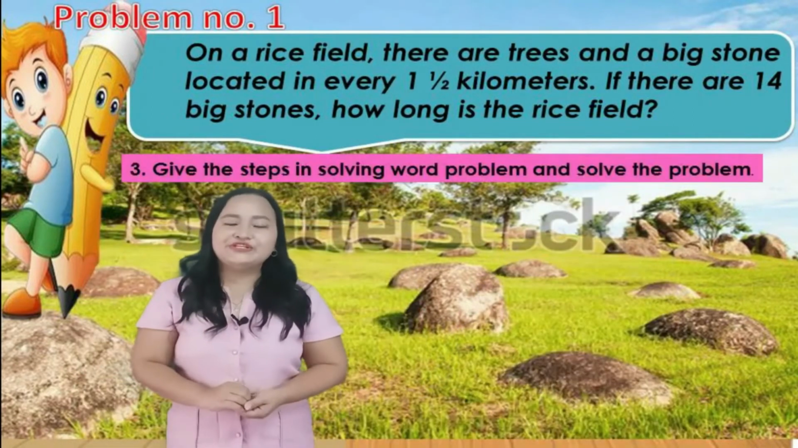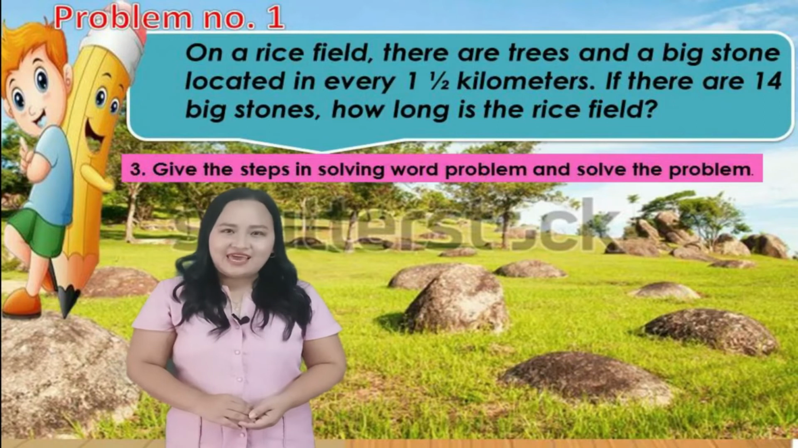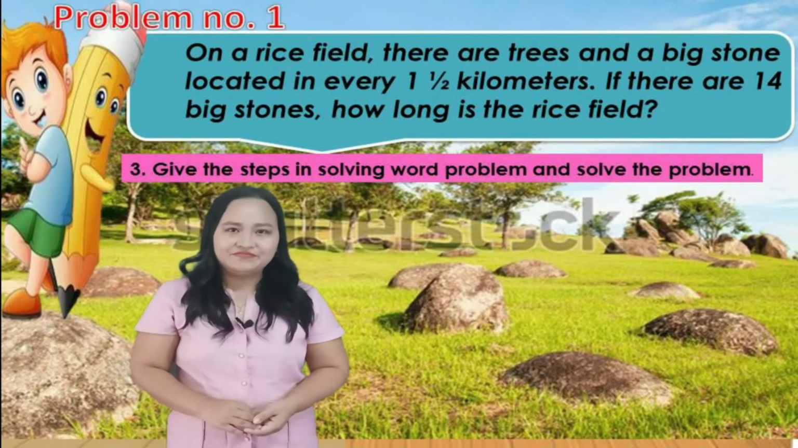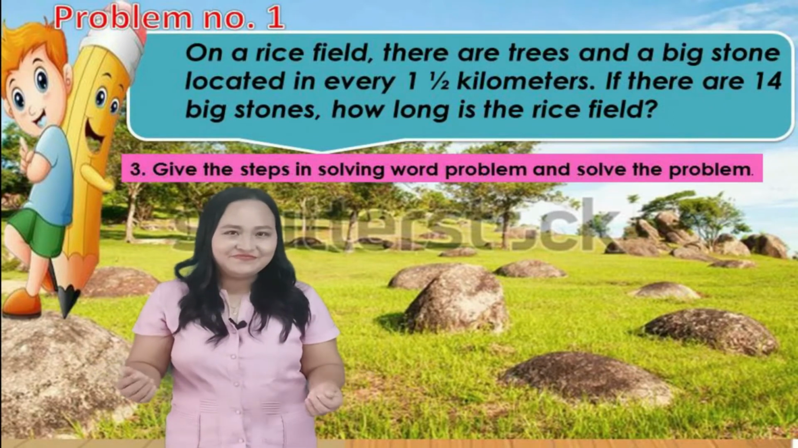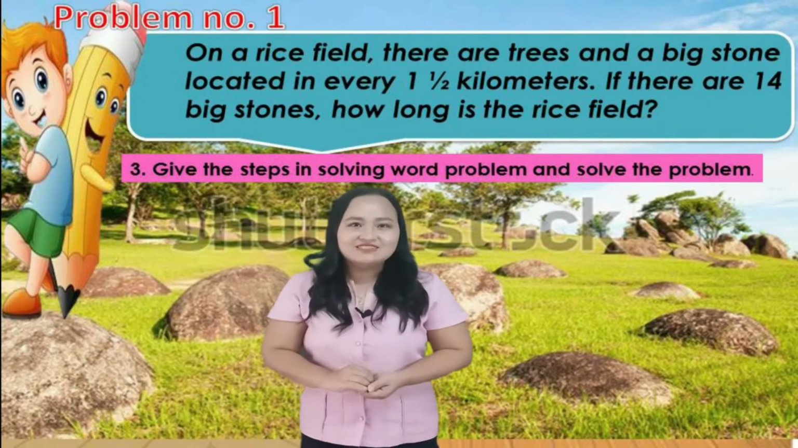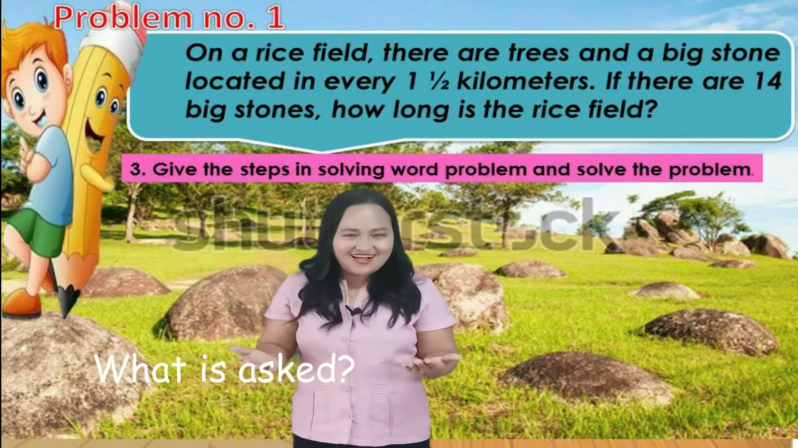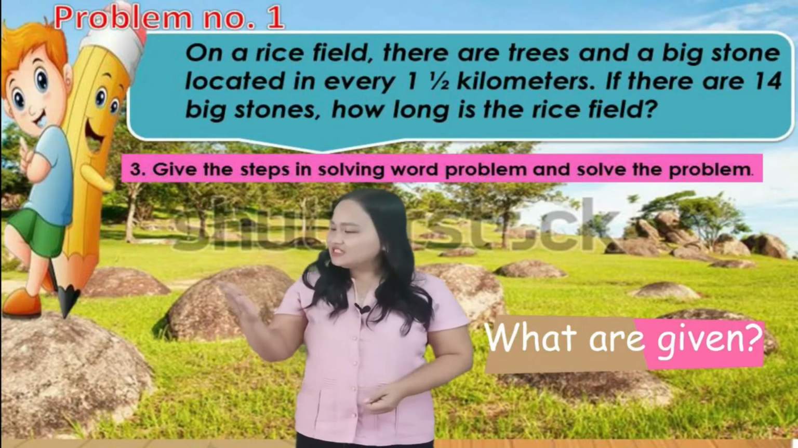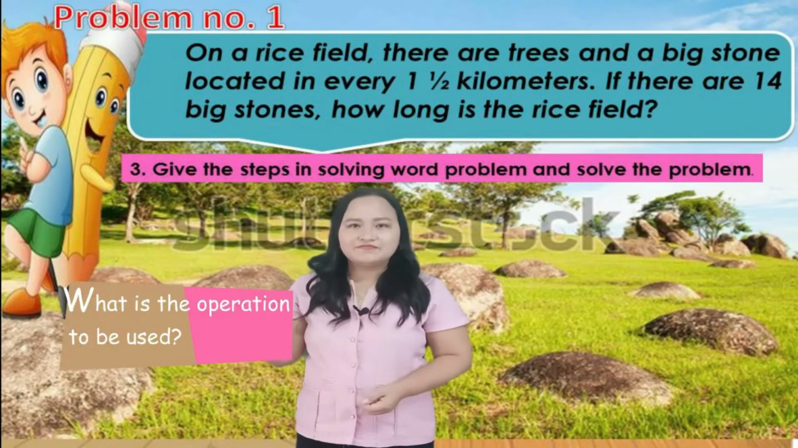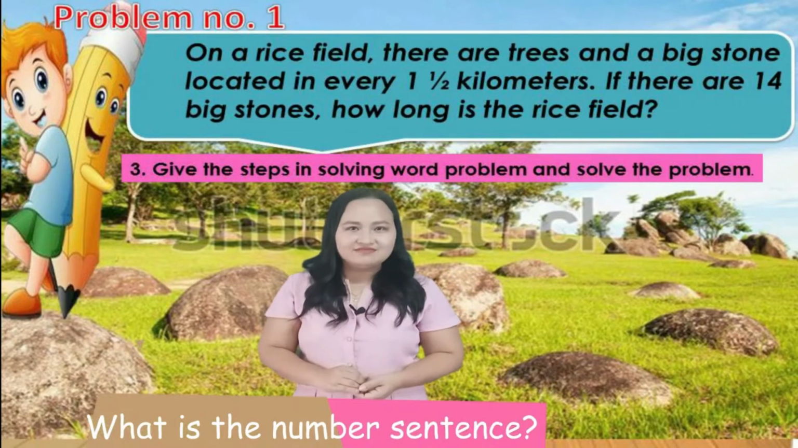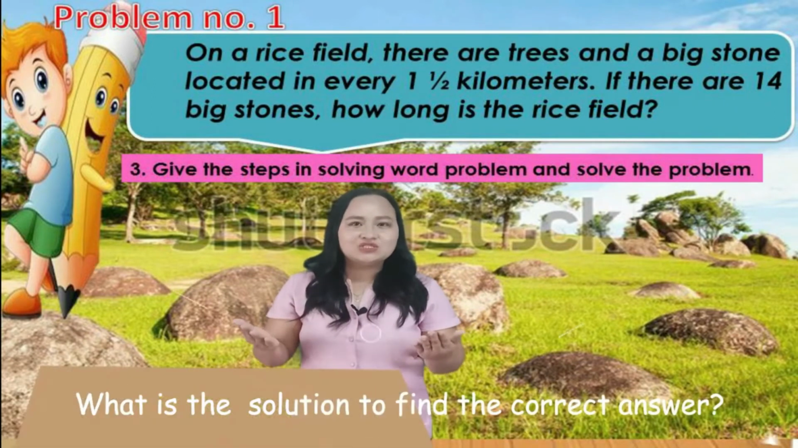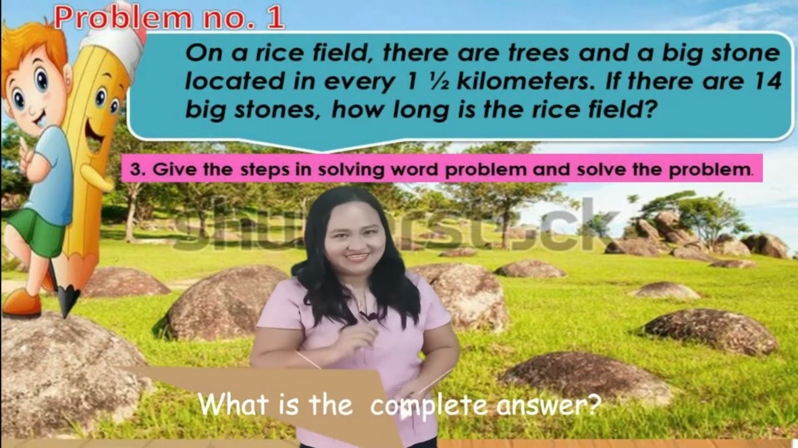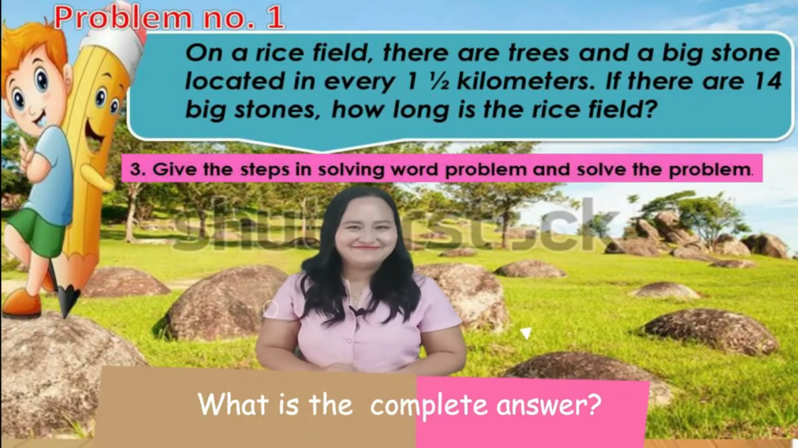For question number 3, give the steps in problem solving and solve the problem. What will be your answer? Correct! The answers are: what is asked, what are given, what is the operation to be used, what is the number sentence, what is the solution to find the correct answer, and what is the complete answer.